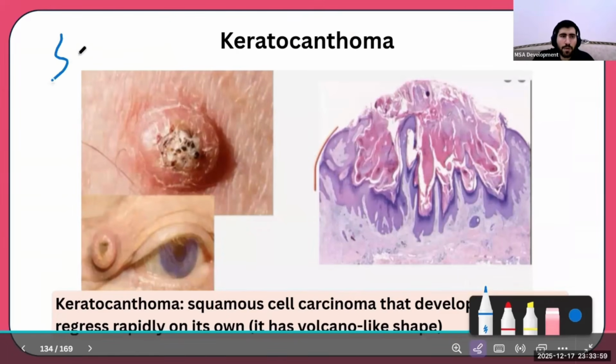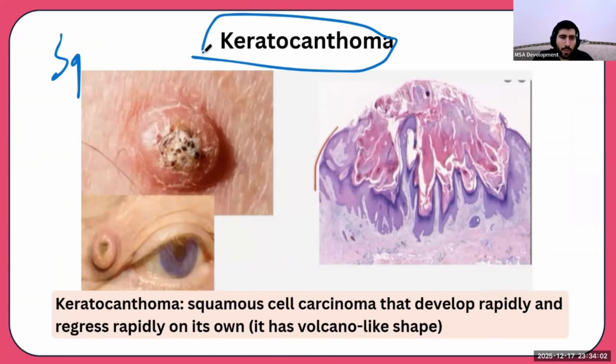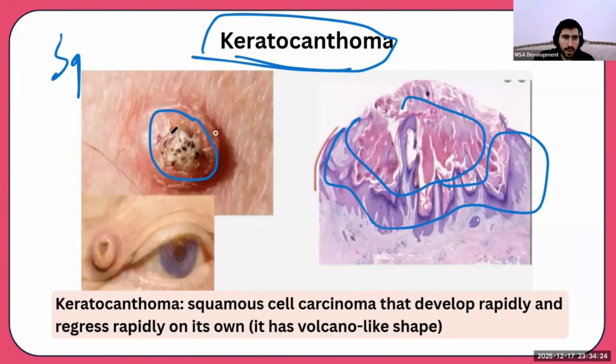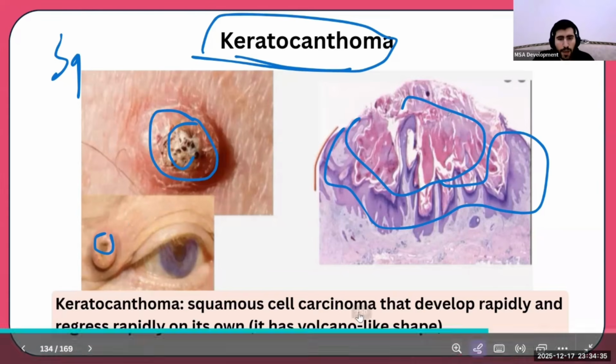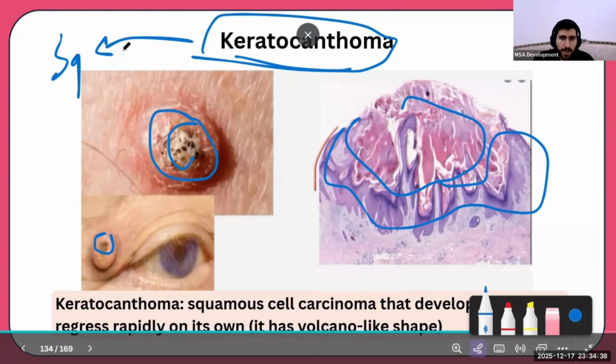Now, we have a variation of squamous cell carcinoma called keratoacanthoma. Keratoacanthoma is squamous cell carcinoma that progresses rapidly, like suddenly you have squamous cell carcinoma and suddenly it disappears. That's keratoacanthoma. If we look at the appearance of it, it's like a volcano, okay? You can see it, it's like a volcano. So that's keratoacanthoma, squamous cell carcinoma that develops rapidly and regresses rapidly on its own. We don't have any treatment, it just comes and goes, okay? It has a volcano-like shape. It's a variation of squamous cell carcinoma.